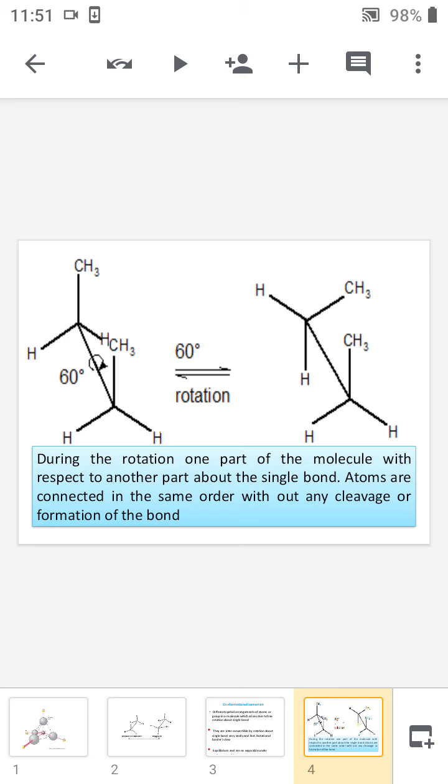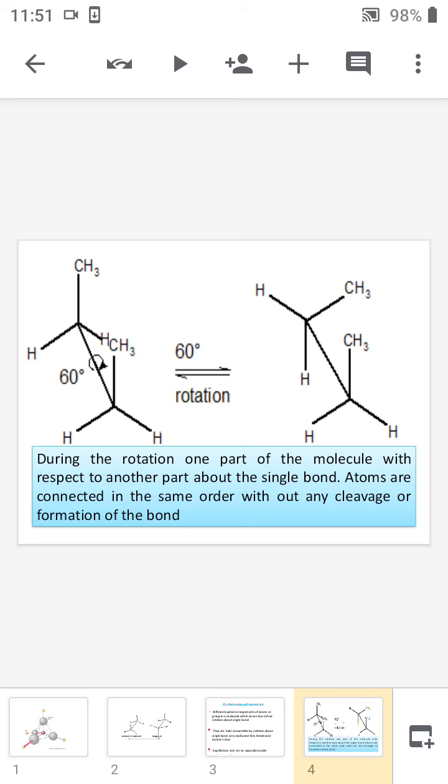See here, if you are rotating the C-C sigma bond, the position of the C-C sigma bond in space has no change, and only the position of the hydrogen and methyl group are changing. While comparing the structure on the right-hand side and left-hand side, we can see that in the structure on the left-hand side, the methyl group is up. So during rotation, the position of the methyl group is changed.